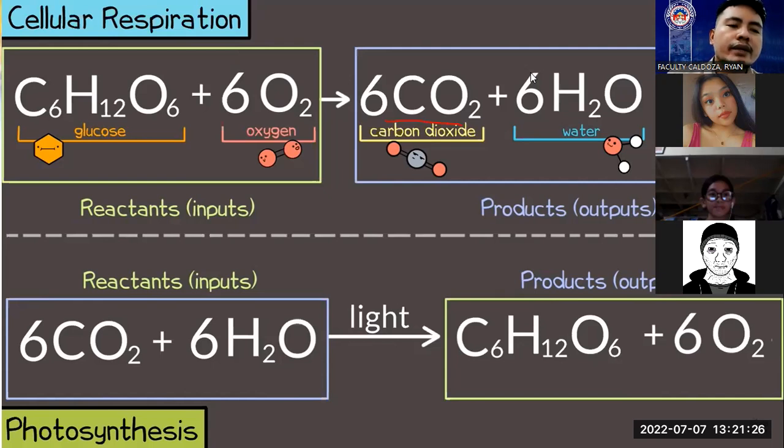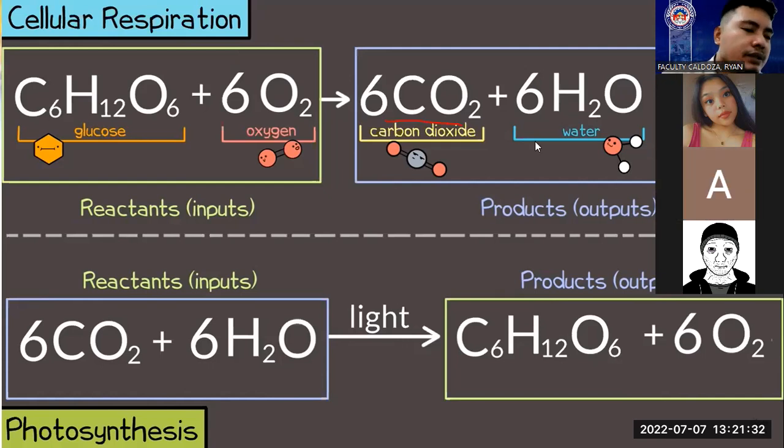Si Bernadette. Bernadette, nandiyan ka ba? Sir, ano po yon? Ayun. Anong napapansin mo sa pinagkaiba ng cellular respiration at photosynthesis? Yun pong inputs and outputs po magkabaliktad. Tapos yung cellular respiration po, merong ATP po yung output. Okay. So ayun, kumbaga napapansin natin na pinagkaiba.